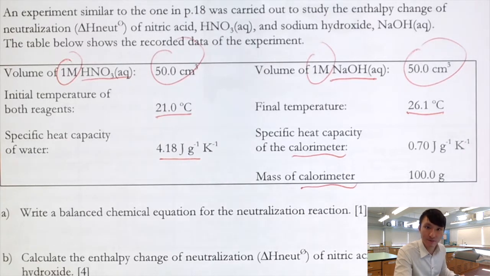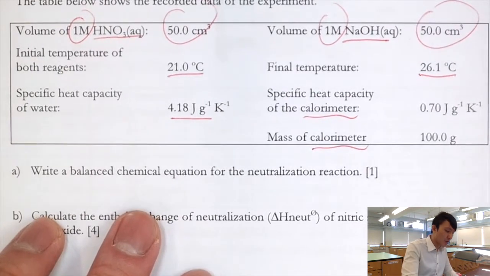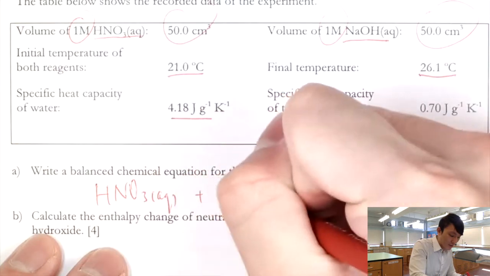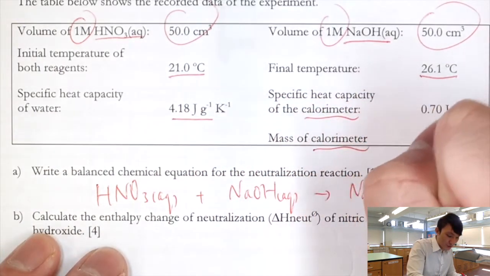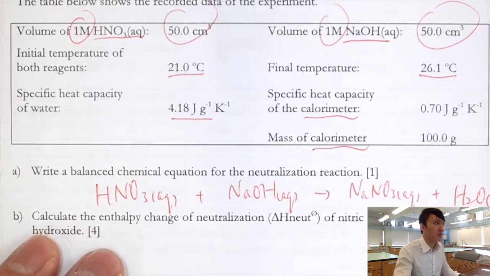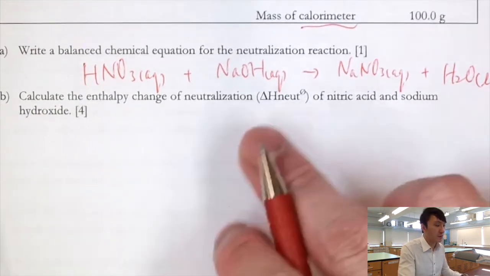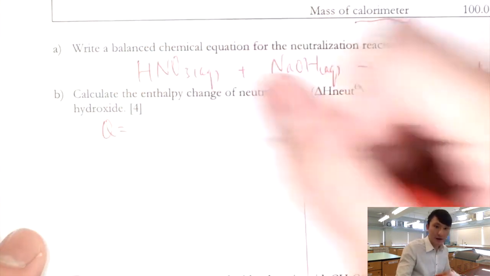the calorimeter. Okay. Now, first of all, balance the chemical equation. So this one should not be too difficult. Nitric acid reacts with sodium hydroxide to give you sodium nitrate and water. All right. Then we need to calculate the standard enthalpy change of neutralization. So you know, whenever we're doing this, we separate it into two parts. First of all, Q equals mc delta T.